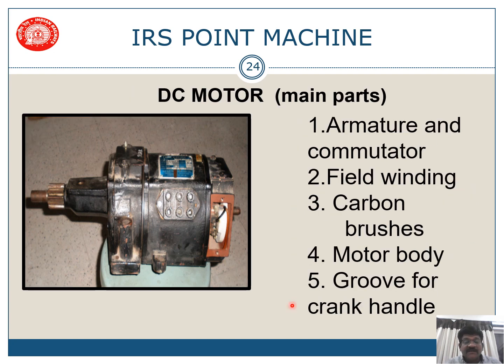So these are all the main parts of the motor. Armature and commutator are available inside this one. Field windings are provided. Then carbon brushes are provided here. This is the motor body and we have a groove for the crank handle also.